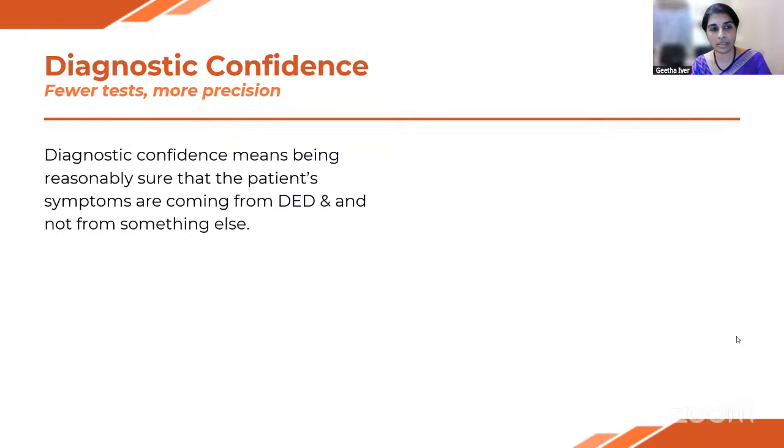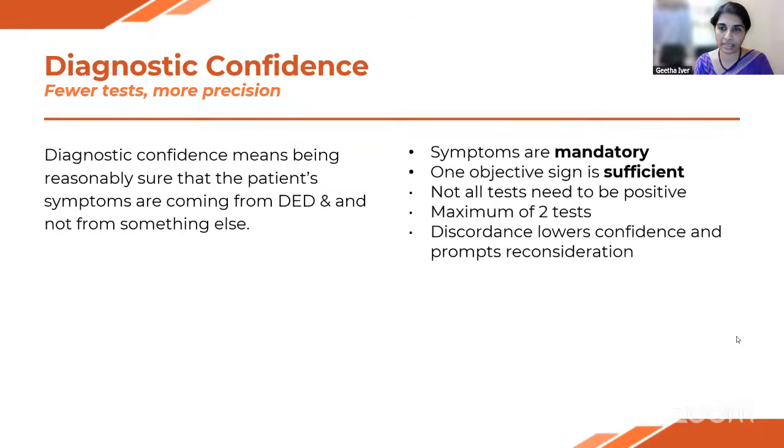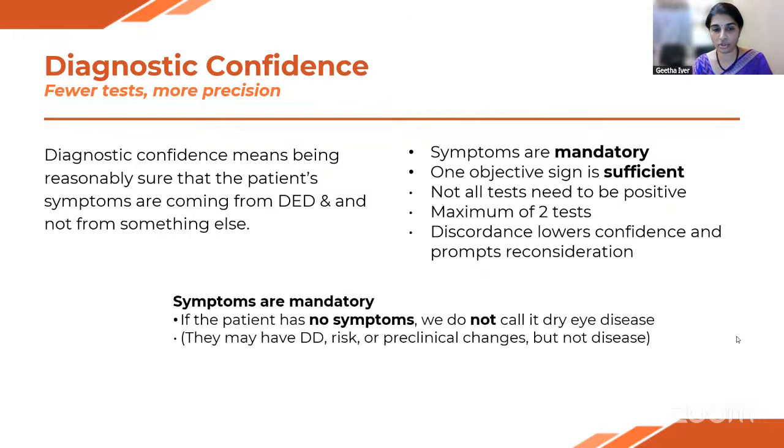Diagnostic confidence means being reasonably sure that your patient's symptoms are coming from dry eye disease and not from something else. And towards this end, symptoms are mandatory. One objective sign is sufficient. Not all tests need to be positive, and it's a maximum of 2 tests here, unlike DUCE-2, which had a maximum of 3 tests. We all know that dry eye disease can present with symptom-sign discordance, but when you have discordance, it lowers the confidence and it prompts reconsideration.